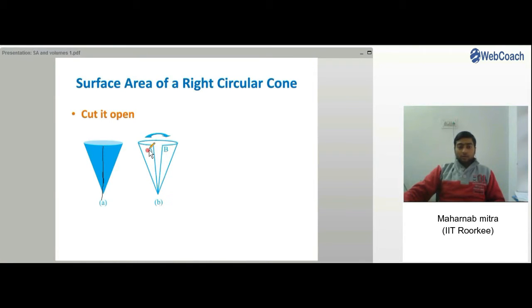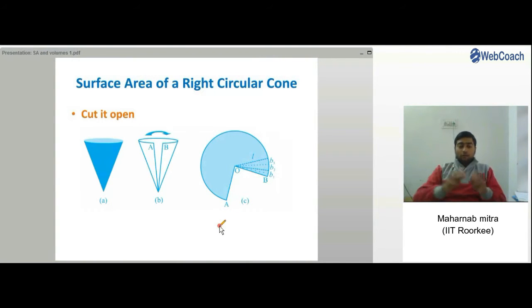Then we repeat a part. Here we have the edges A and B. And if we flatten it out, you will see that it is a kind of circular in nature with one sector missing. This sector is missing, right?